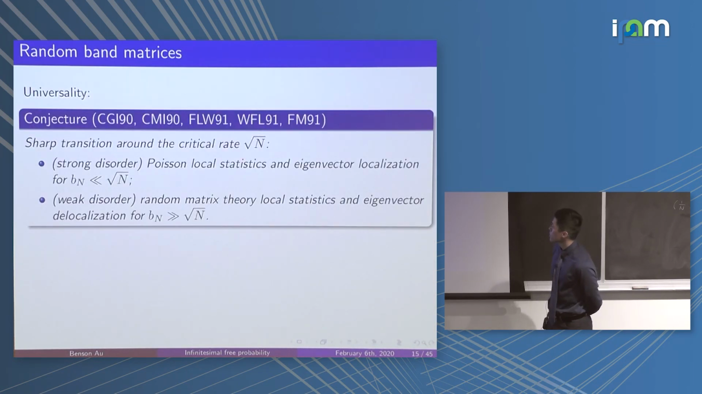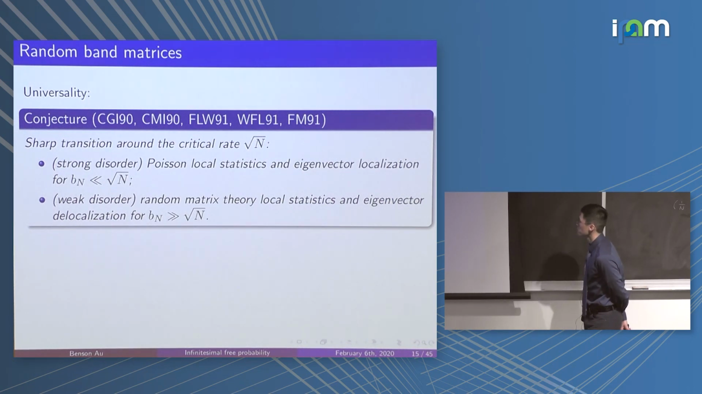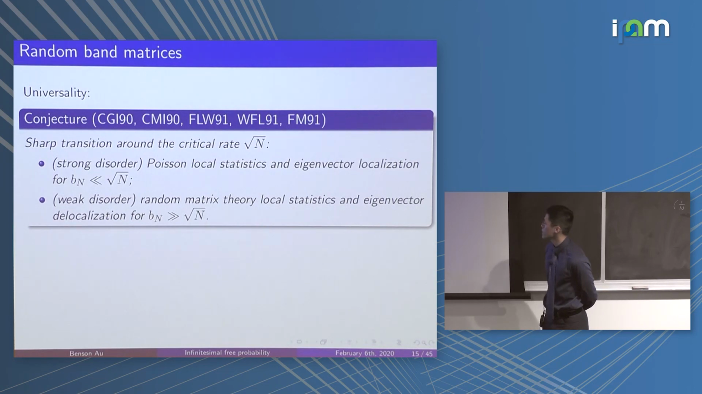So there's a conjecture due to a number of physicists that there should be a transition in the local statistics and the eigenvector behavior around this critical rate, square root of n. So if your bandwidth is growing slower than square root of n, it's so small that it looks like a Schrodinger operator, so it should exhibit Poisson local statistics and eigenvector localization, like the Schrodinger model. Whereas if it's growing faster than the square root of n, then it jumps over, and now it's like the random matrix theory side of things, and you get eigenvector delocalization, right?